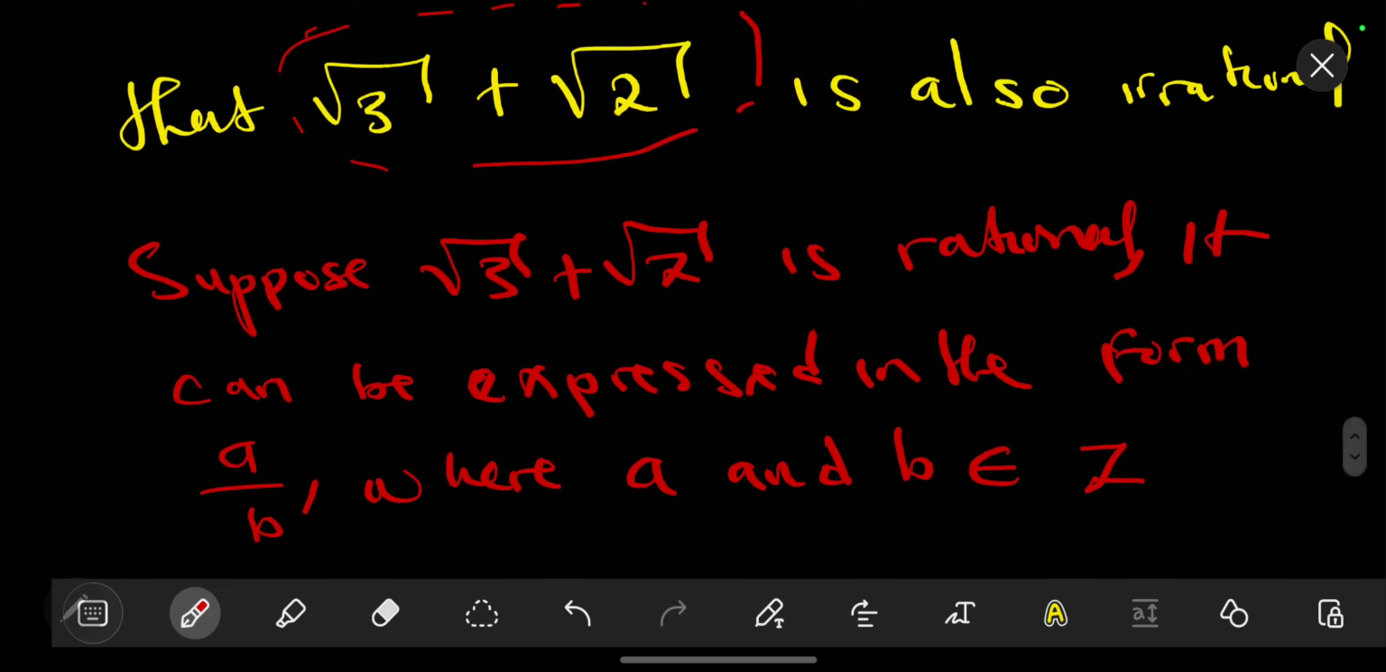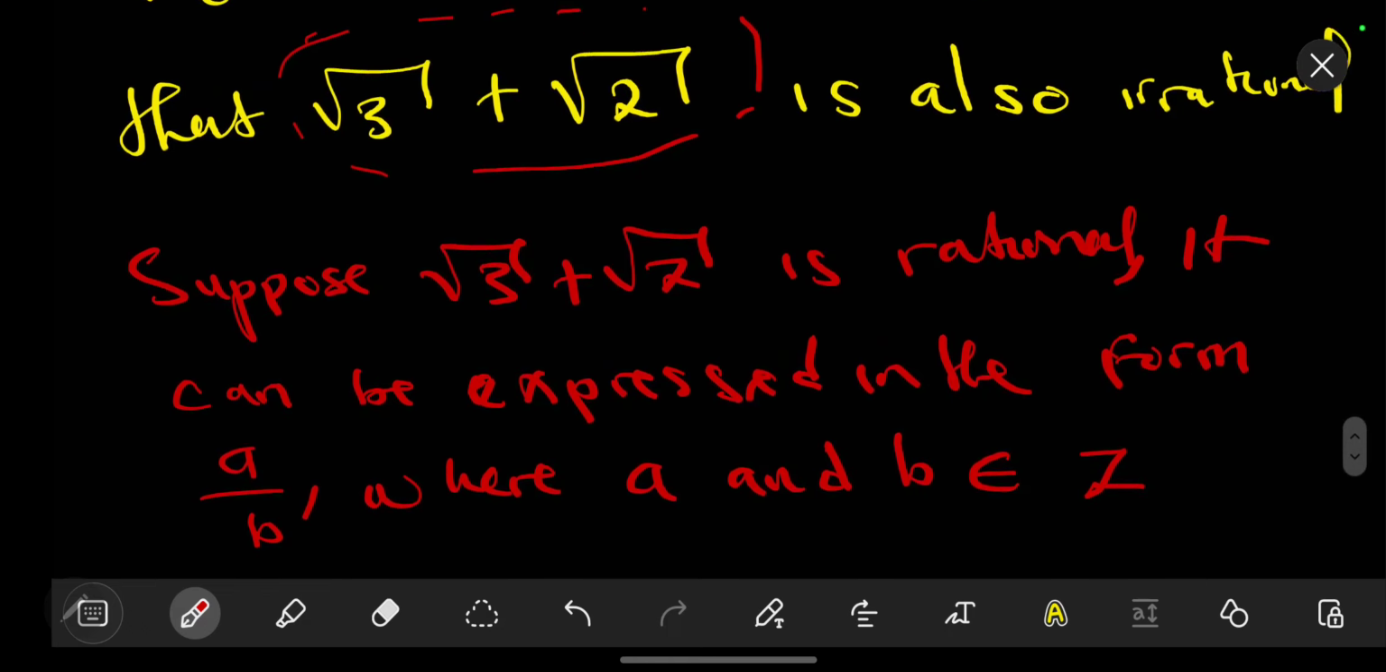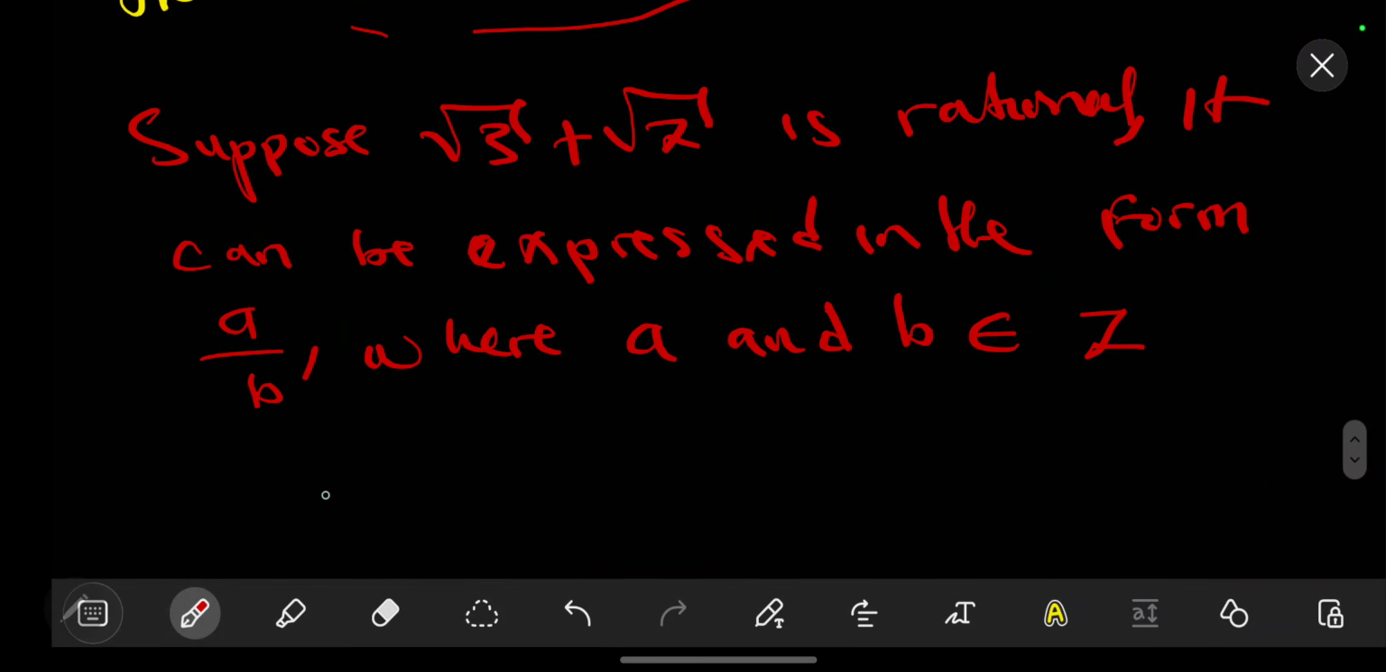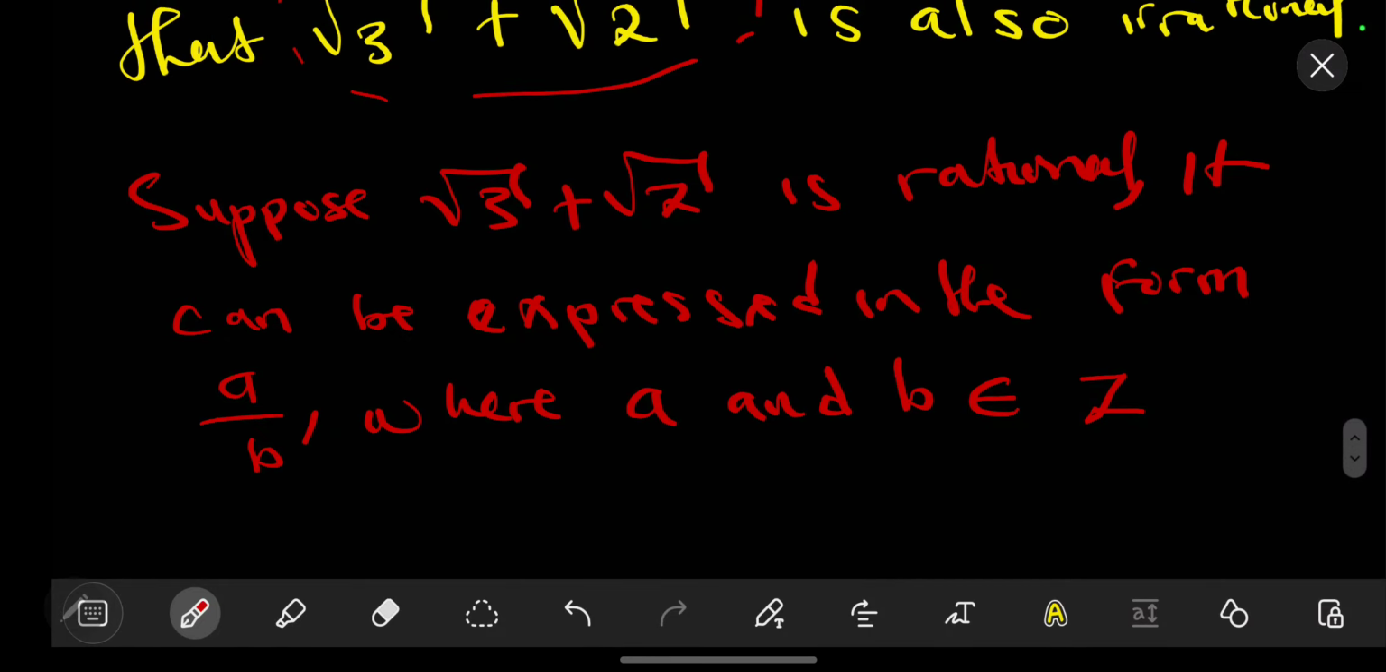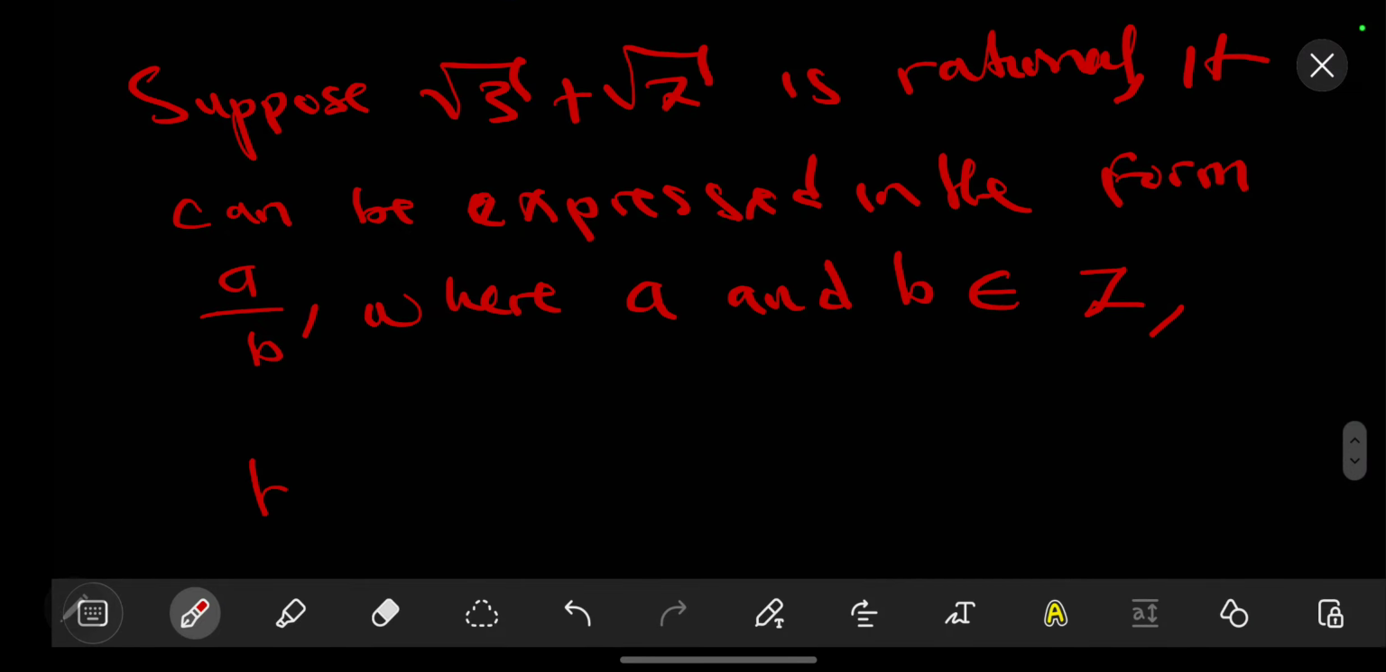Z simply means integers. So a and b must be members of the integers. Integers, we are just talking about positive and negative numbers. We are not including fractions. The other condition is that b should not be equal to 0, because if b is equal to 0 and we replace b with 0, a over 0 is undefined.